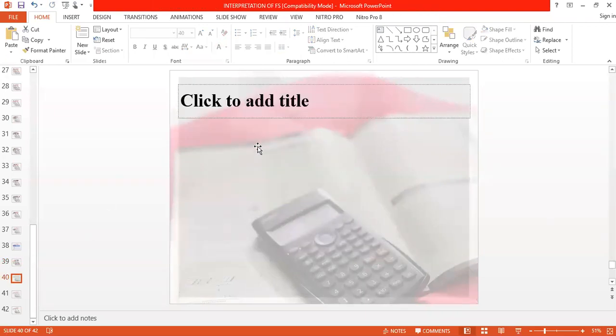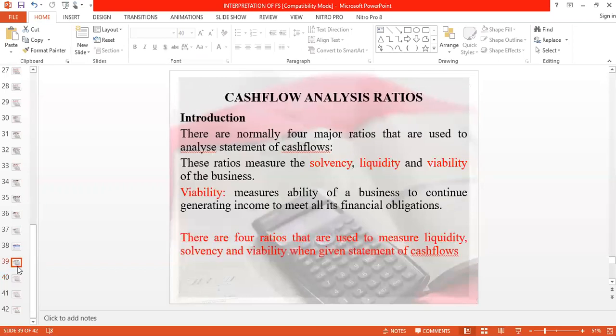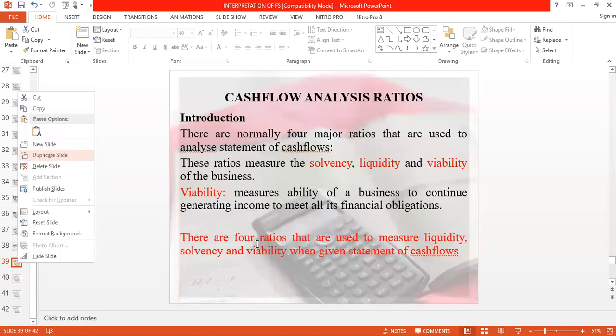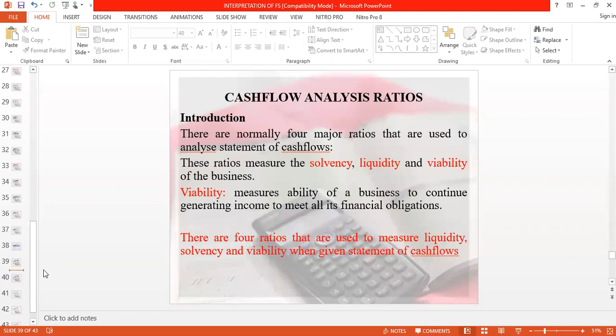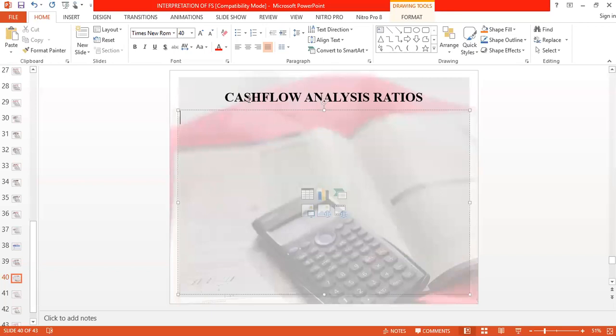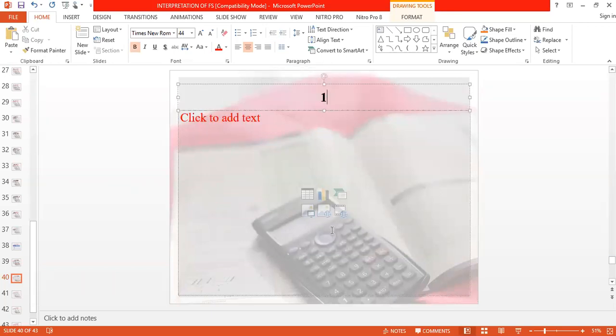So the first ratio, ratio number 1, is called current liability coverage ratio. I've said there are 4 ratios. Current liability coverage ratio.